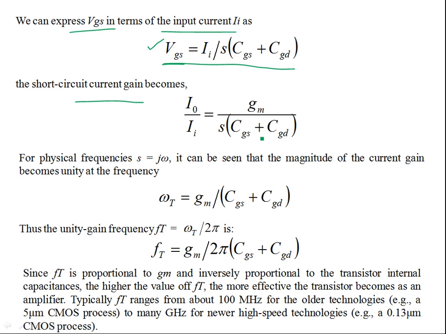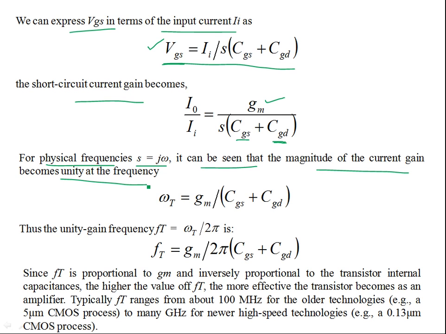So again, you see this current gain is directly proportional to the transconductance gain of the amplifier, and it's inversely proportional to the gate source capacitance and the capacitance between the gate and drain terminals. You can see why this gate to drain capacitance is important, because it's going to affect the frequency response of the current gain. For physical frequencies, where s is j omega, it can be seen that the magnitude of the current gain becomes unity at a particular frequency.